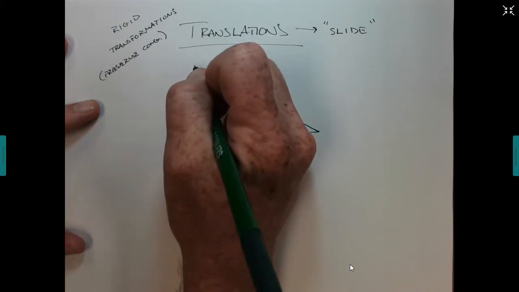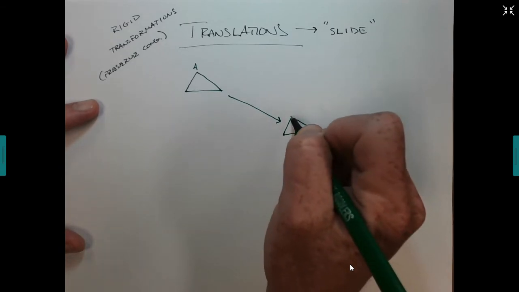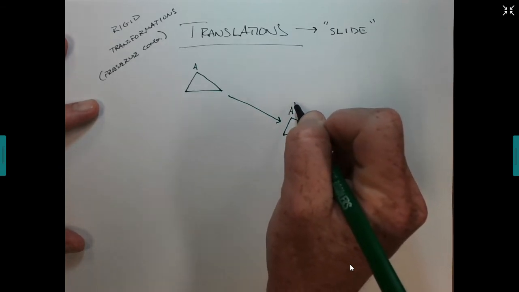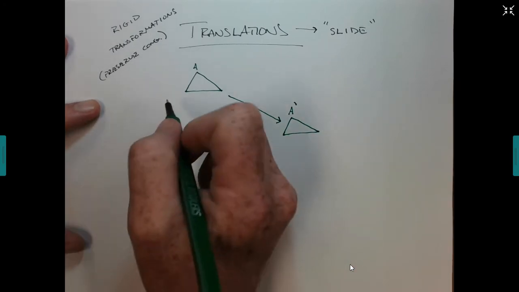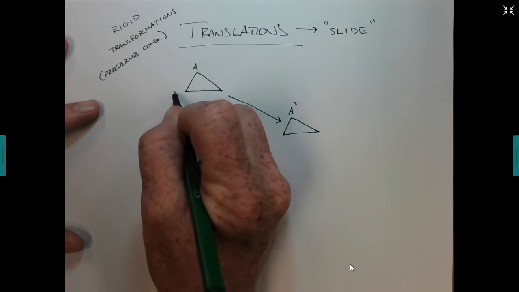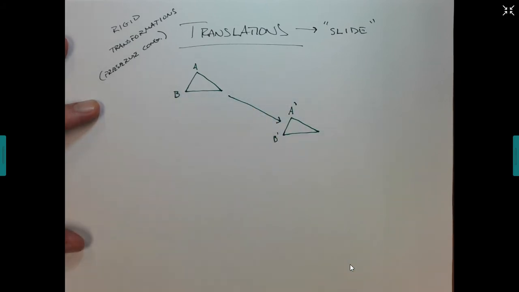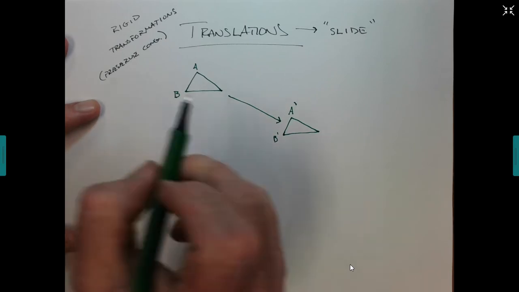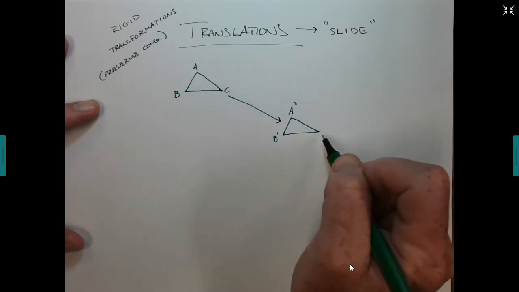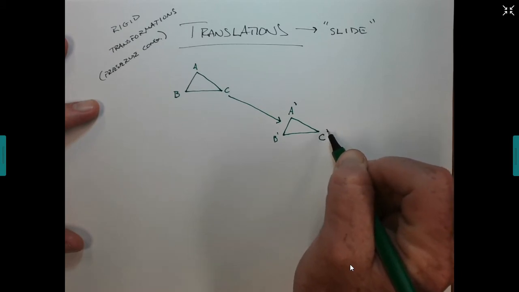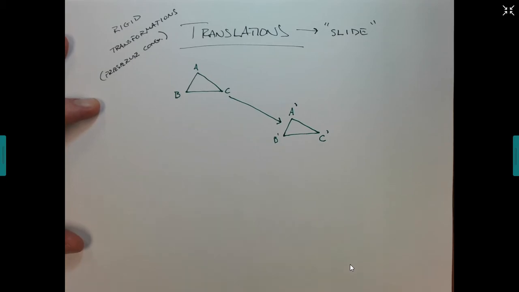Point A here is going to end up here, but it's no longer point A. It's now the image of A. So the way we do that is we put the letter with a little apostrophe above it. If this is point B, this would be the image of B or B prime. Point C, again, here's where C ended up, the image of C or C prime.